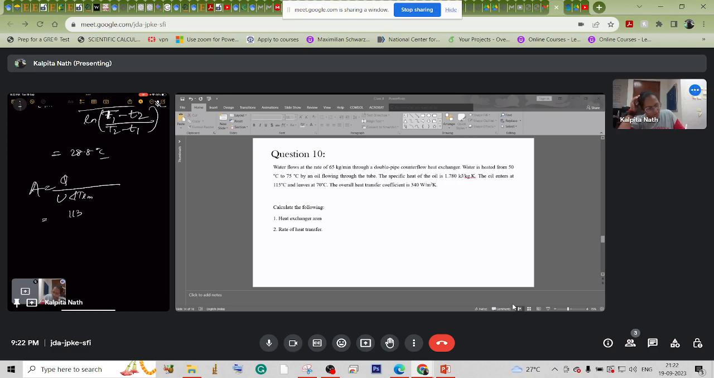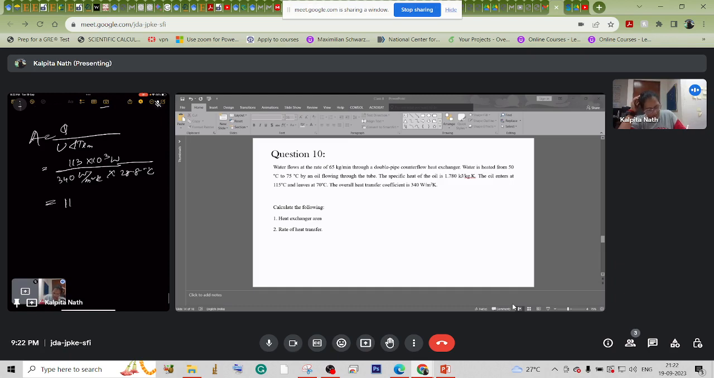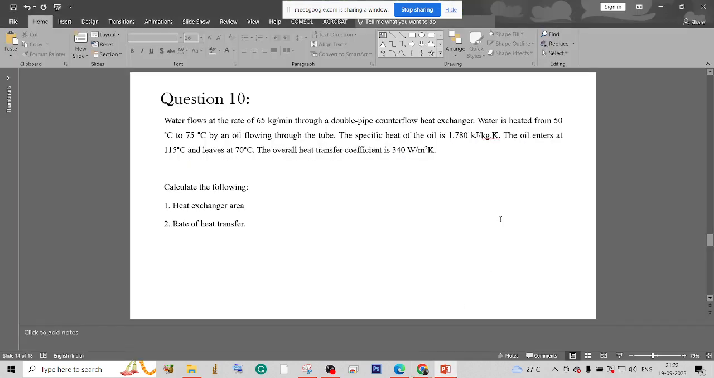This is 113 into 10 to the power 3 watt, 340 watt per meter square Kelvin into 28.8 degrees Celsius. This will come out to be 11.54 meters square. Okay. I hope there is no problem in understanding this question.